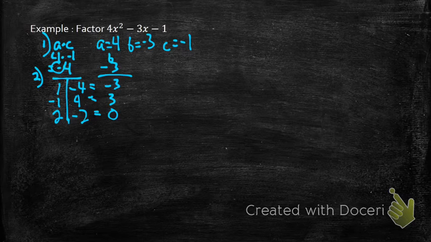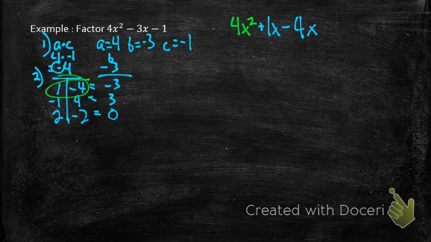Which one of those add to negative 3? That would be these. So now I'm going to replace that middle term with negative 4x plus 1x. It does not matter what order you write these in, by the way. I could have put the negative 4x first. We're going to get the same thing, just in a different order.